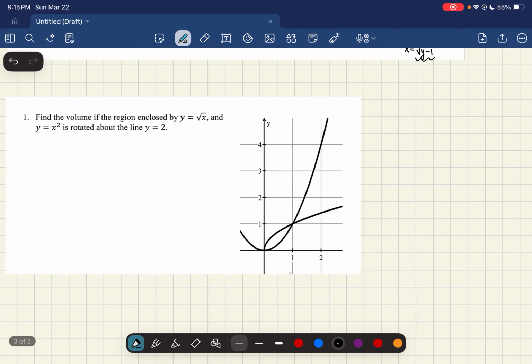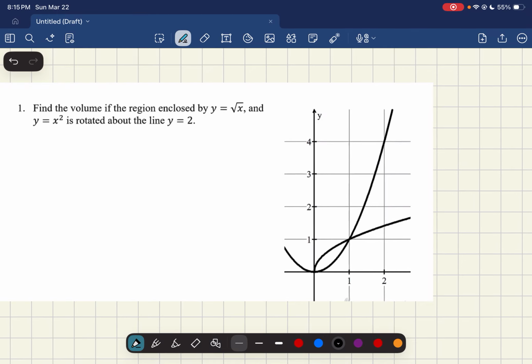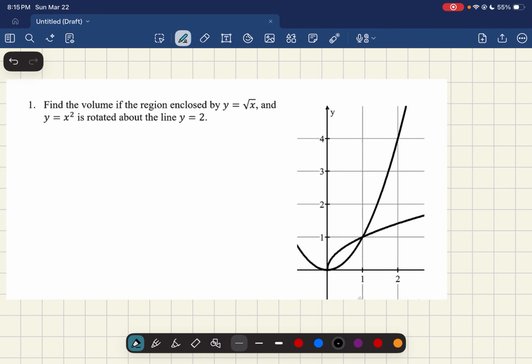Now we're going to do two more exercises where we're rotating around a certain axis that is not necessarily the y-axis or x-axis. So in this question, they said, find the volume of the region enclosed by y is equal to the square root of x, which is this one, and y is equal to x squared, which is this one, rotated around the line y is equal to 2. So we got this line over here, which is my rotating axis.